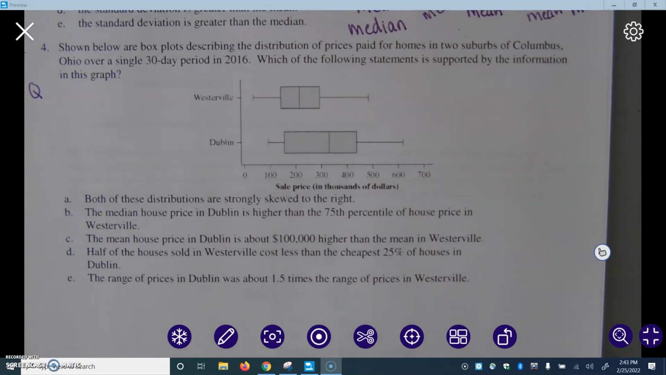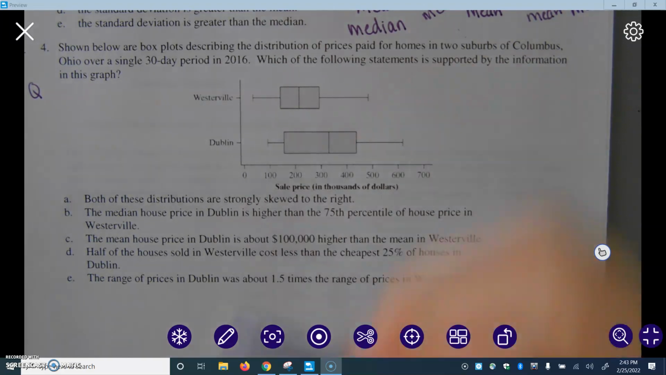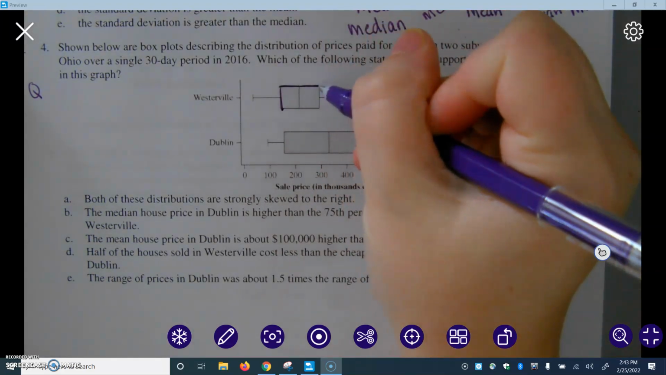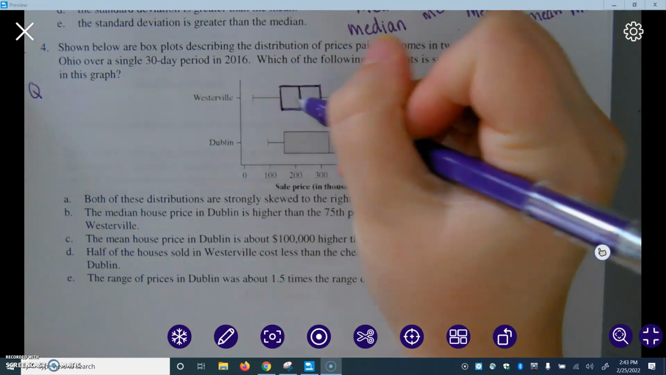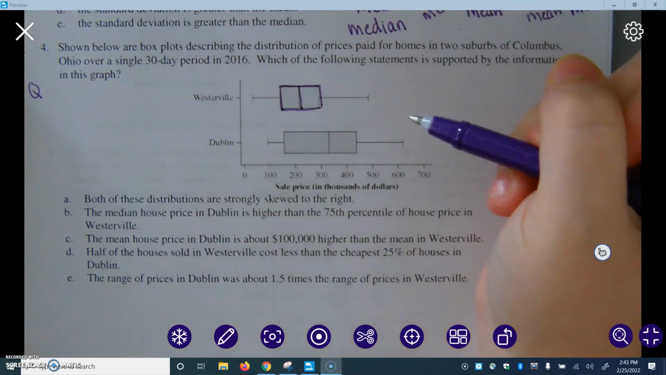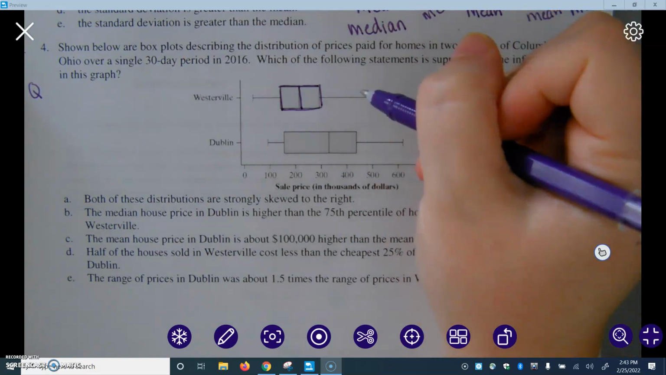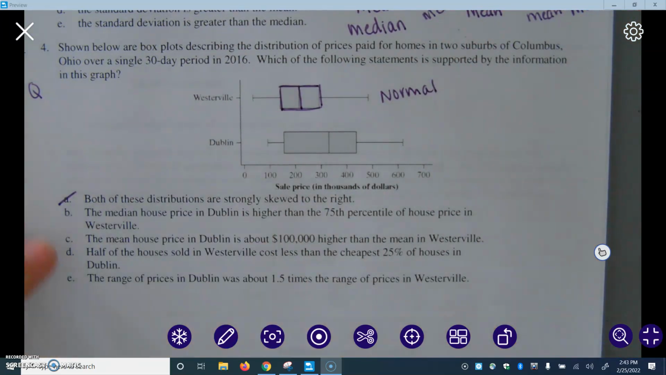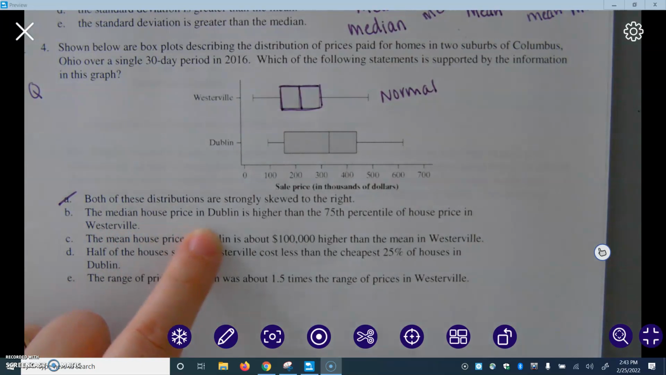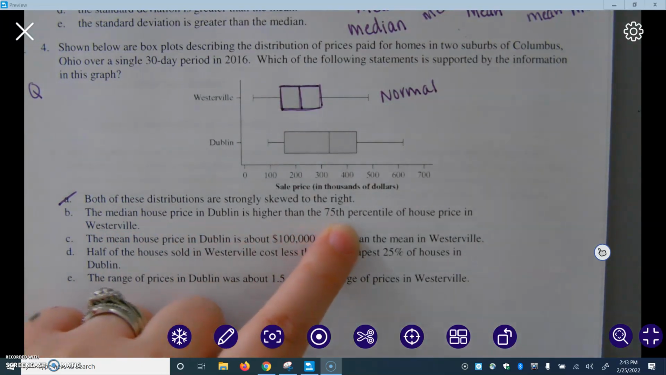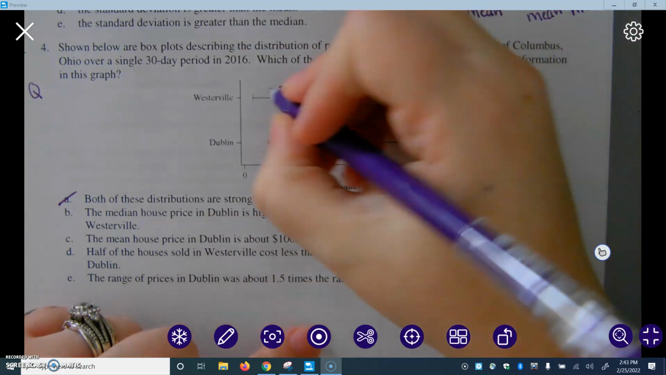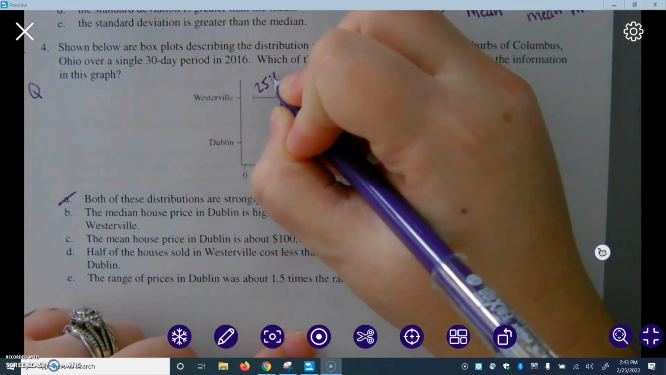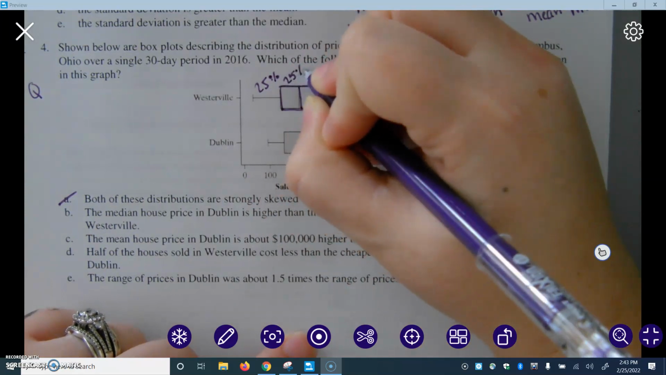All right, read question number 4 and determine the best answer. So I would eliminate A because when you're deciding if a box plot is skewed, we usually look at the box and how balanced the median is. And this one looks very balanced. So this seems pretty normal. So I would eliminate A. So let's check B. The median house price in Dublin is higher than the 75th percentile of the house price in Westerville. So remember, each section of a box plot is a percentile of 25.